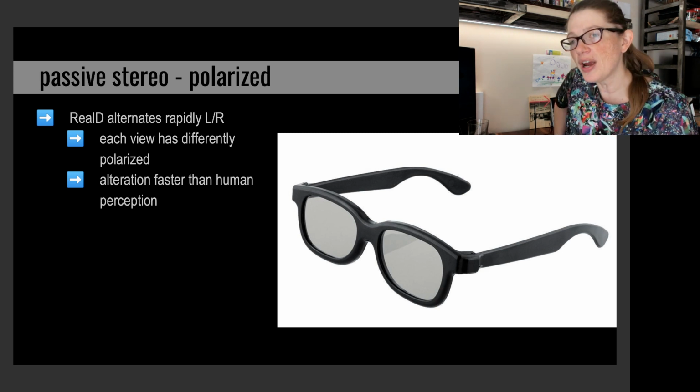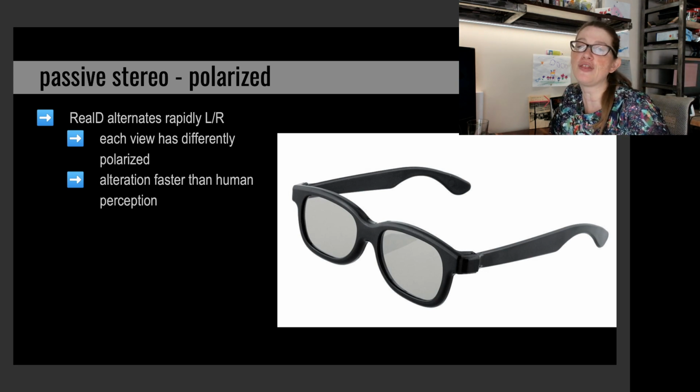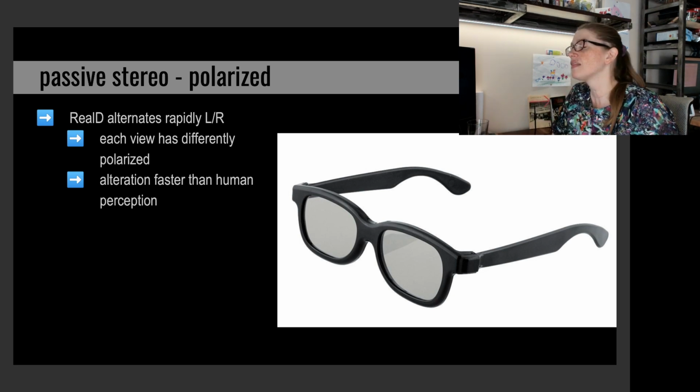Now, there's different ways that you can actually project this content. It's typically projected on a silver screen, not a white screen, for brightness. How it tends to be done in theaters today, or if you have a 3D TV, these are called passive stereo, by the way, because the glasses don't do anything.